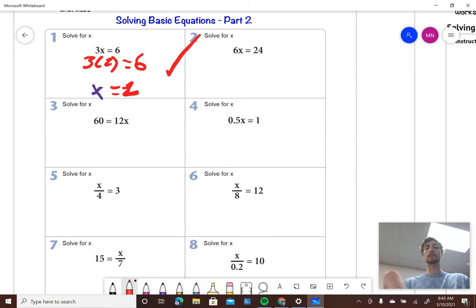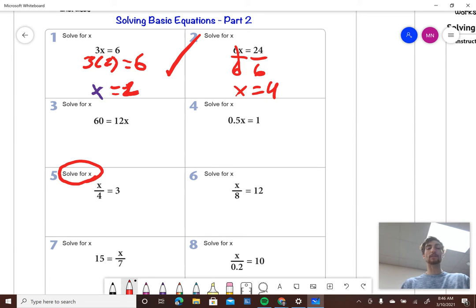All right, here I want to undo my 6 times 3, so I'm going to divide by 6, divide by 6. That gives me just x on this side equals 4. Now there's going to be a few problems like solve for x here, where it's x over 4 equals 3.